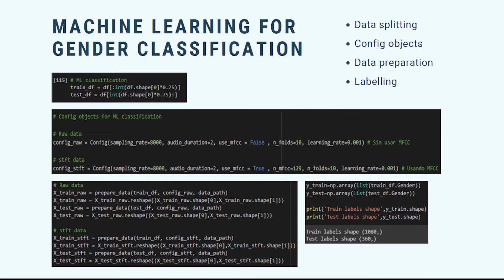First, we split the data into two groups, 75% for training and the remaining 25% for testing. Then we created two config objects, one for raw data and another for frequential data, since we have to use MFCC coefficients in the second case. And we extracted the information using the prepare data function that we saw in the laboratory sessions. Finally, we labeled the expected outputs for the training process.